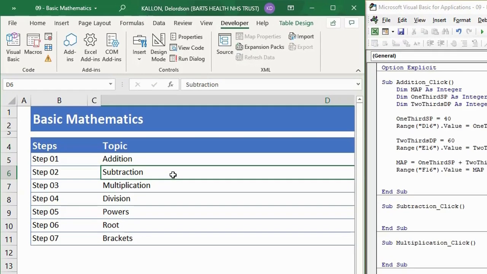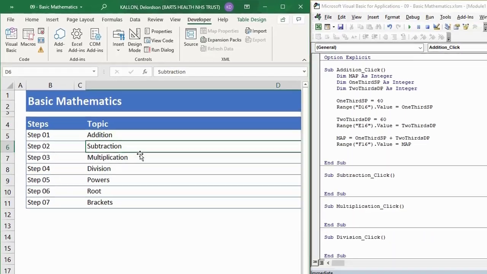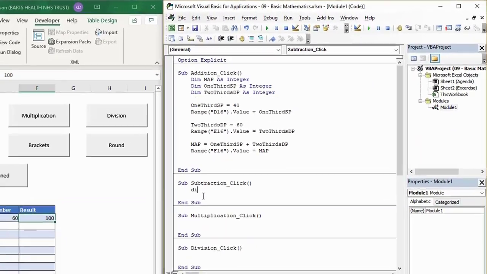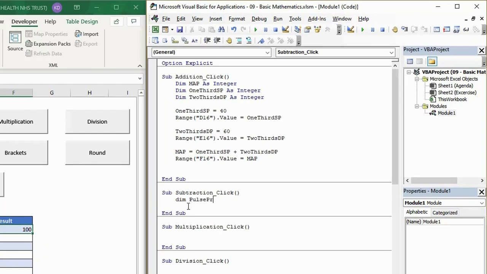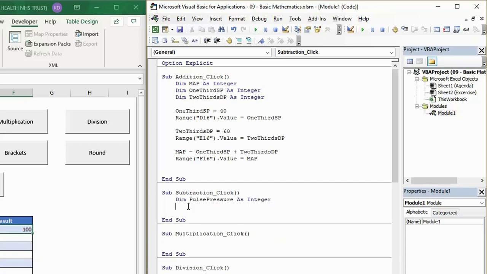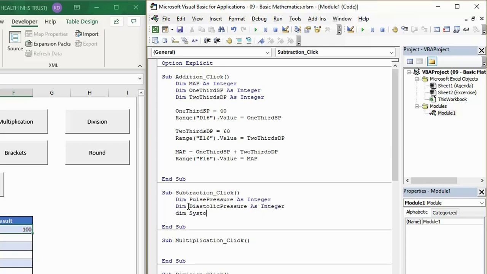Next, let's take a look at subtraction. To demonstrate subtraction, let's calculate pulse pressure. So let's declare a variable to hold pulse pressure. Let's declare a variable for diastolic pressure. And another one for systolic pressure.